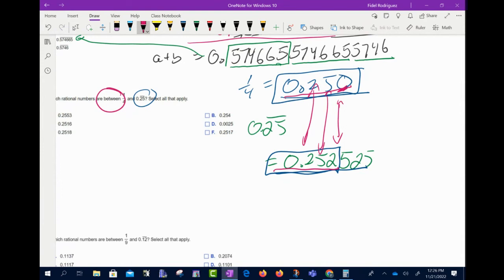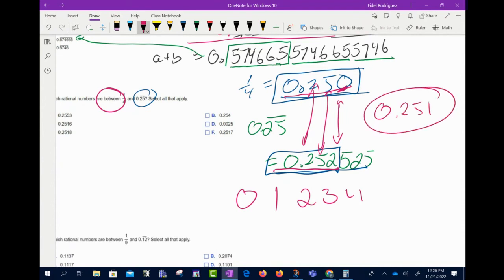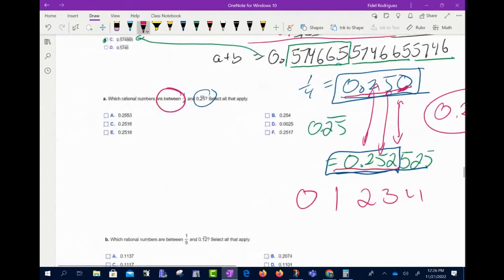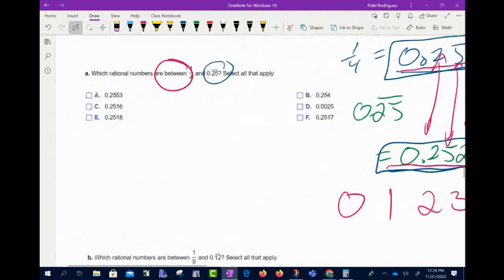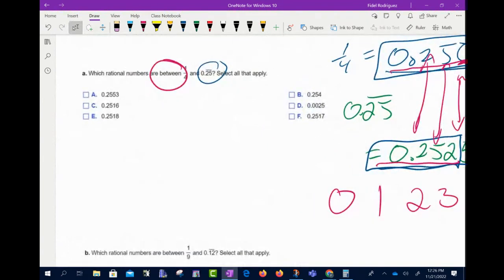Anybody know? If you were thinking about your numbers, 0, 2, 3, 4, what number would have to go there? 1, right? So I'm going to look for numbers that look like this, 0.251, okay? So I want to see, do I have any numbers that have 0.251? C does. So does E. And so does F, right?